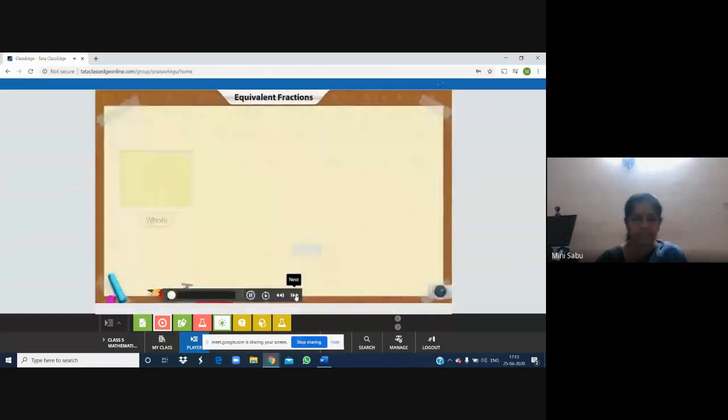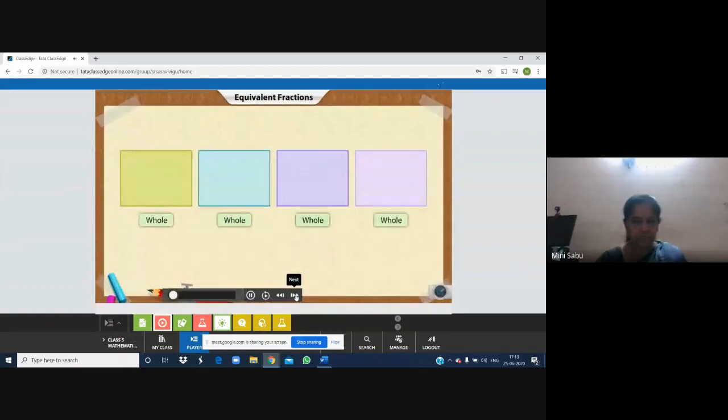Let us go to the next. Consider these 4 squares. Each of them represents 1 whole. Yes, children. What is the meaning of 1 whole? 1 whole means nothing but full. Suppose you have an apple with you, and if you do not cut it, it is a full apple. It is called whole. Whole means there is no division. Let us continue.